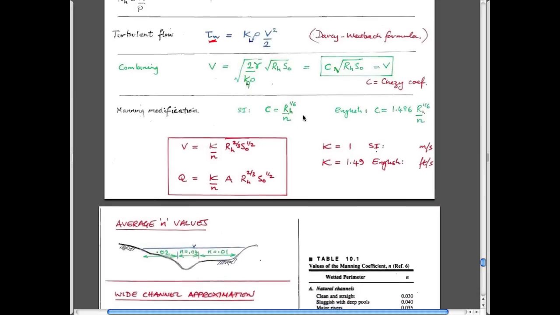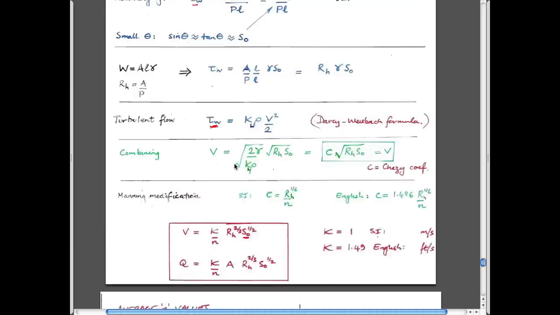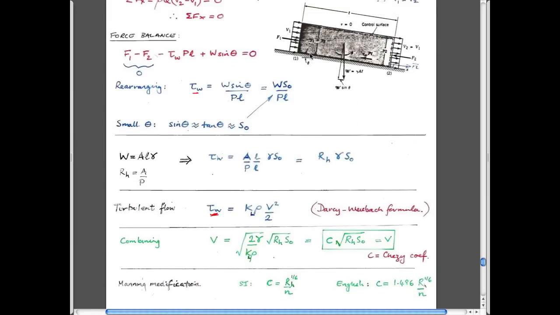And just like the pipe flow equation, all you need to know is it looks like this. It is an average velocity in the channel, which is uniform within the channel. If you multiply that average velocity by an area, then you get a flow rate. And this flow rate is a function of the slope of the bed of the stream. This is S0.